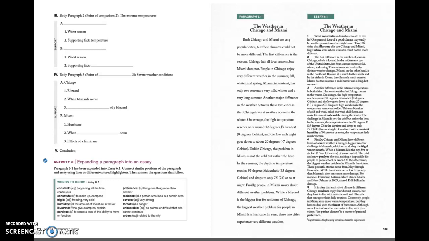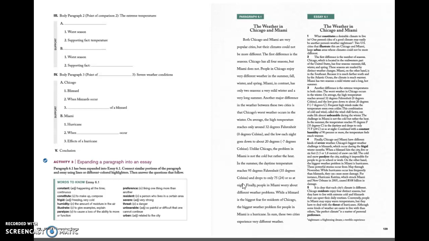So now I recommend that you turn the video off and review the vocabulary words. Okay, now that you're back, I would like you to read paragraph 6.1, which is comparing the weather in Chicago and Miami. And then when you're finished, look at essay 6.1, and you will see that the information is very similar, but in the essay, they develop the points of comparison into more detail.